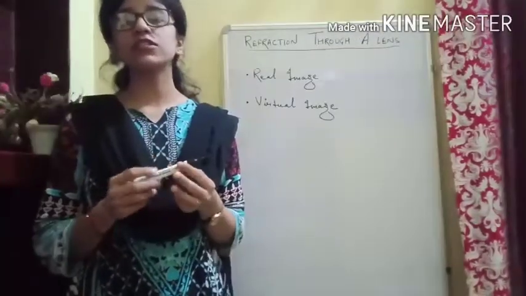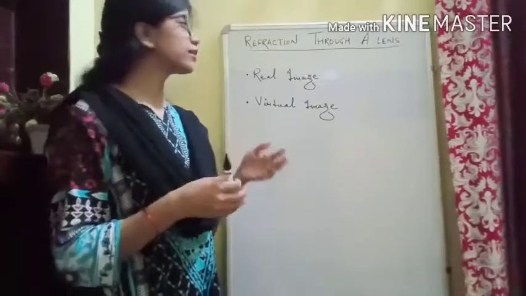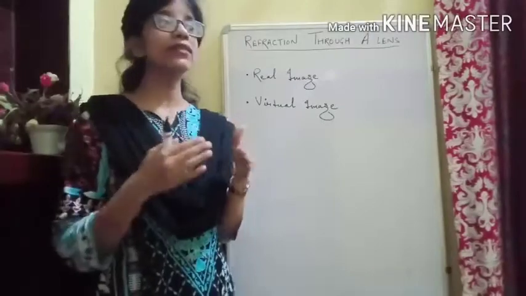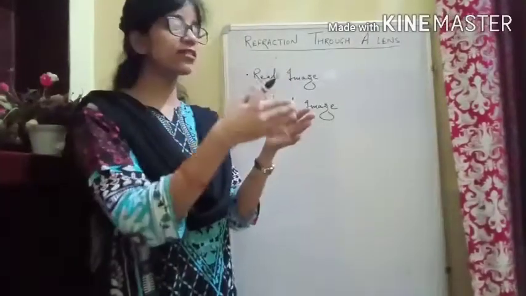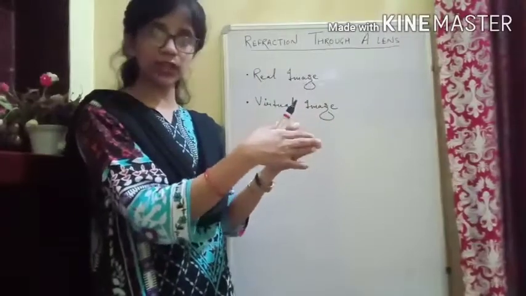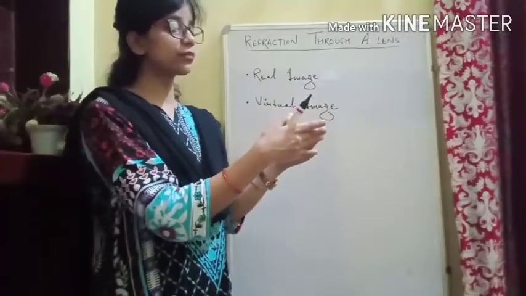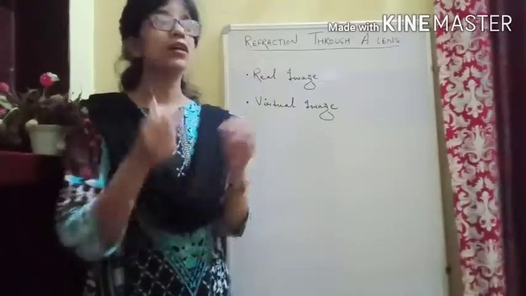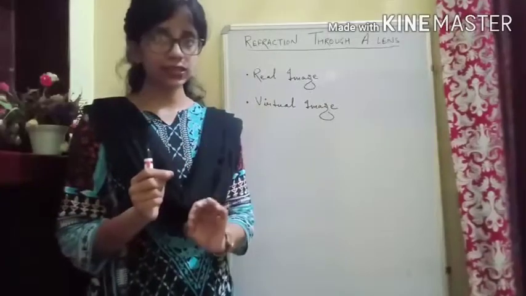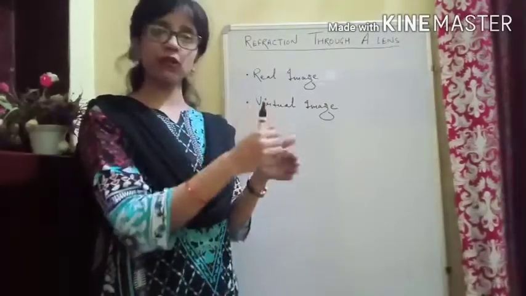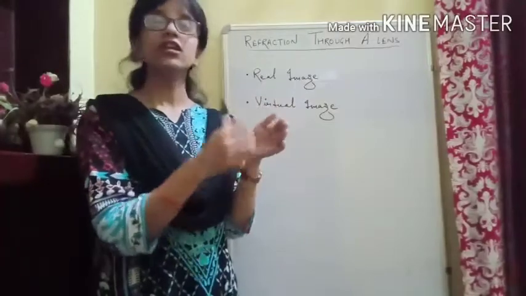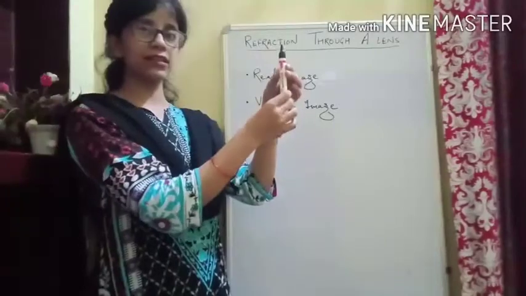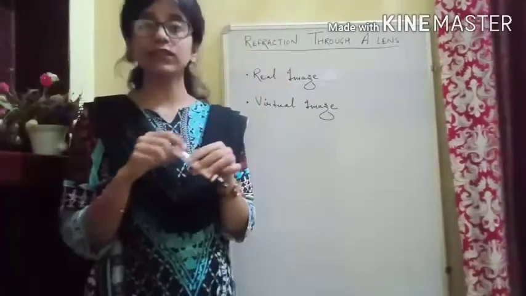Now since we are talking about the images formed by a lens, we know that there are two types of images. We have real images and virtual images. In a real image, after the refraction the light rays actually intersect each other at a point, and at that point we get the image, and that is called the real image. A real image can be obtained on a screen, and it will be inverted with respect to the object. That means if the object is like this, the image will be formed like that, inverted.